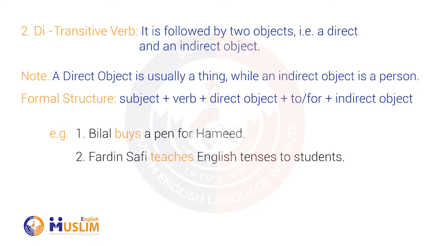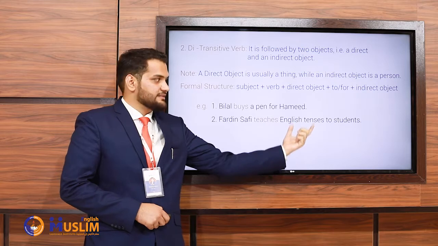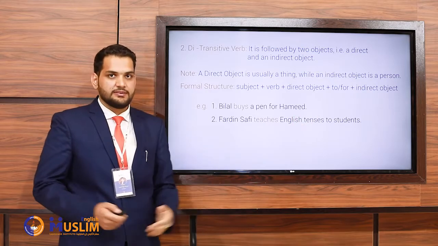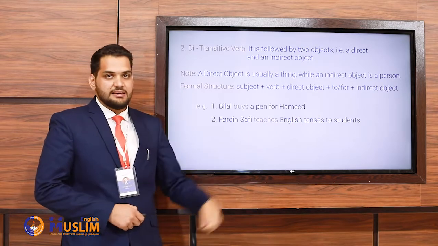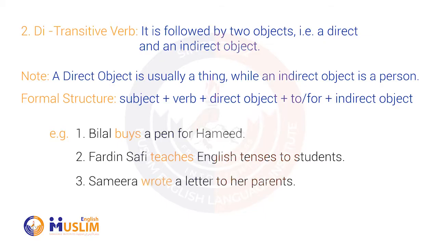So the buys is a ditransitive verb because we have two objects, a pen and Hamid. Number two, Fardeen Safai teaches English tenses to students. The first object is English tenses and the second object is students. So teaches is a ditransitive verb in this sentence. Number three, Samira wrote a letter to her parents. And number four, we make a test for the students.